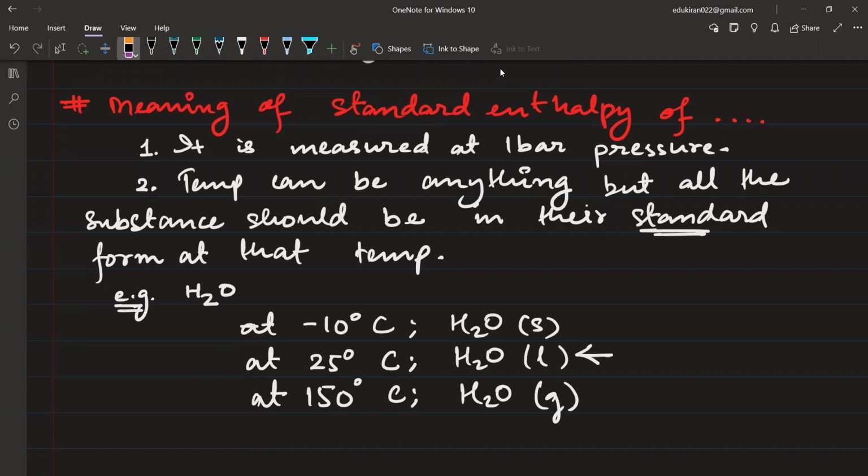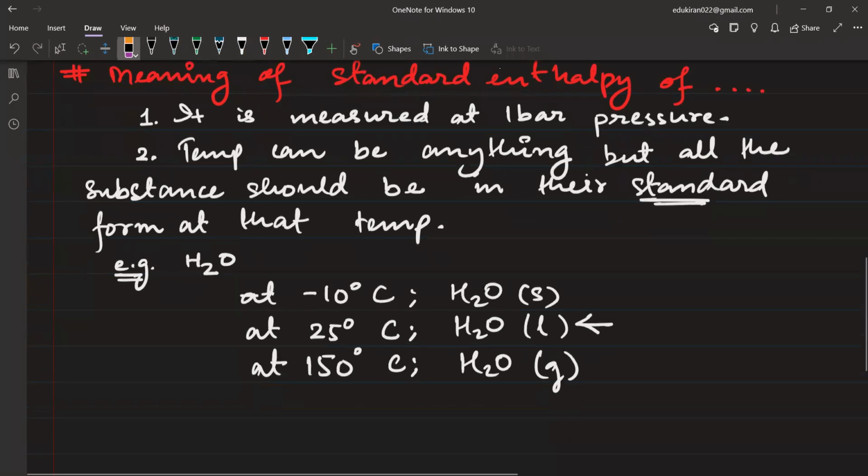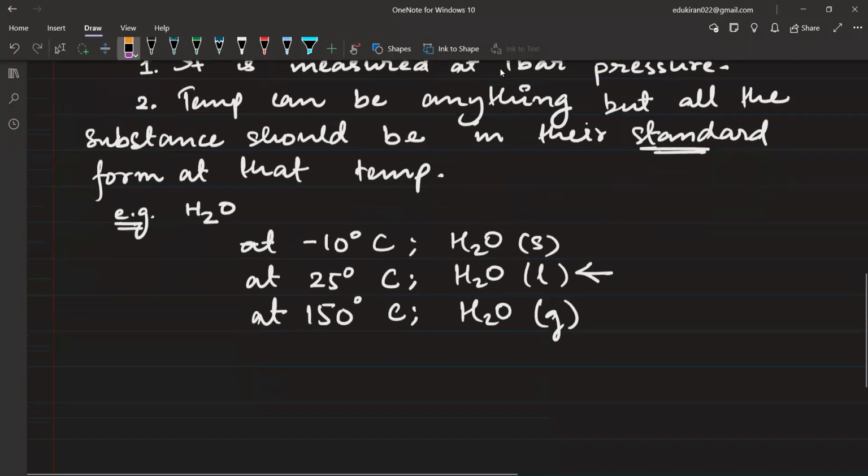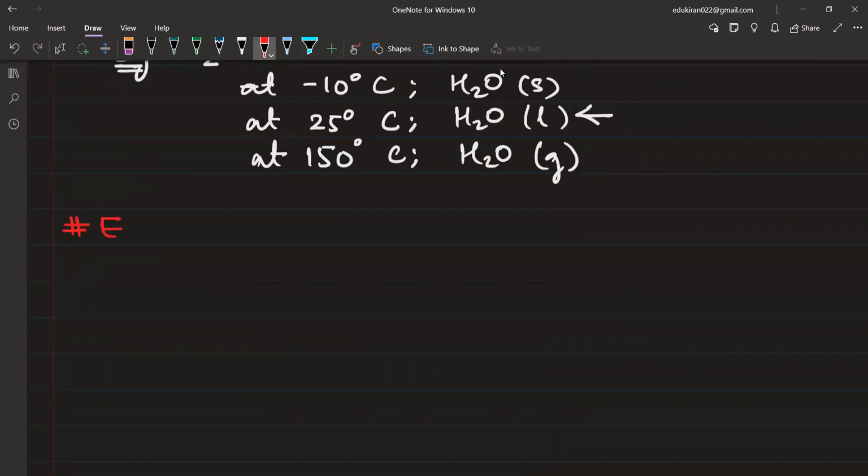Now please write enthalpy of formation. Right, next, enthalpy of formation. Now these definitions are very important. Enthalpy of formation is written as delta H F.